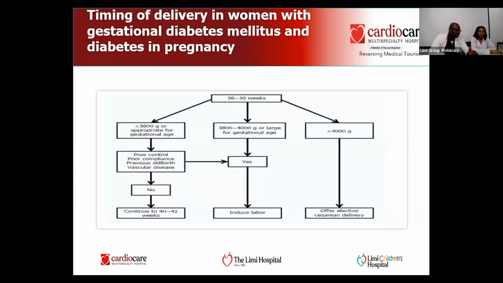But when you have from 3.8 to 4.0 kg, the baby is already large. You have to induce labor and try to maneuver it out. But when the baby is more than 4.0 kg, elective CS is mandatory for these patients to avoid complications. So this is the delivery schematic for it.